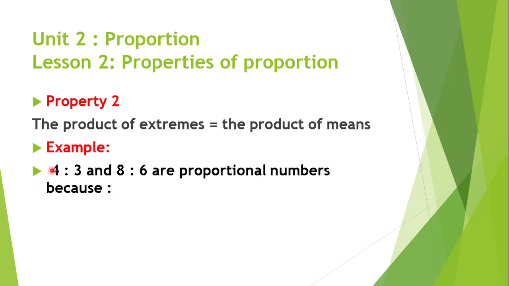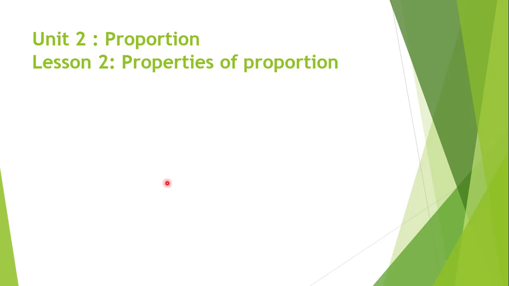Here we have, for example, 4/3, the first ratio, and 8/6, the second ratio. They are proportional numbers because the extremes are 4 and 6, and 4 times 6 equals 24. Also, the means, 3 times 8, equal 24. So we have four proportional numbers.